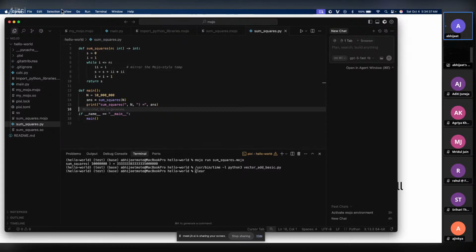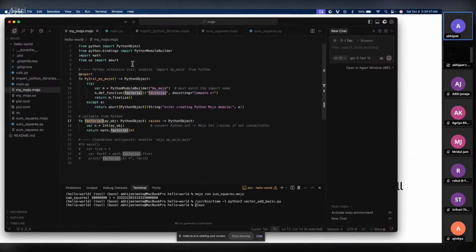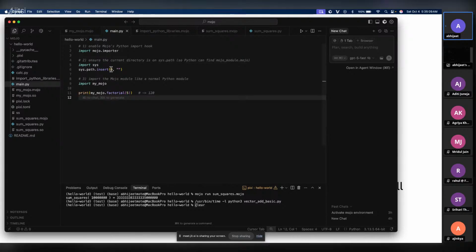Okay, so what I have done here is I have written this factorial function in Mojo, and I try to import this into a Python file. So what we have to do is write the Mojo code first, then compile this and create the SO file, and then this SO file will be imported into this Python file.